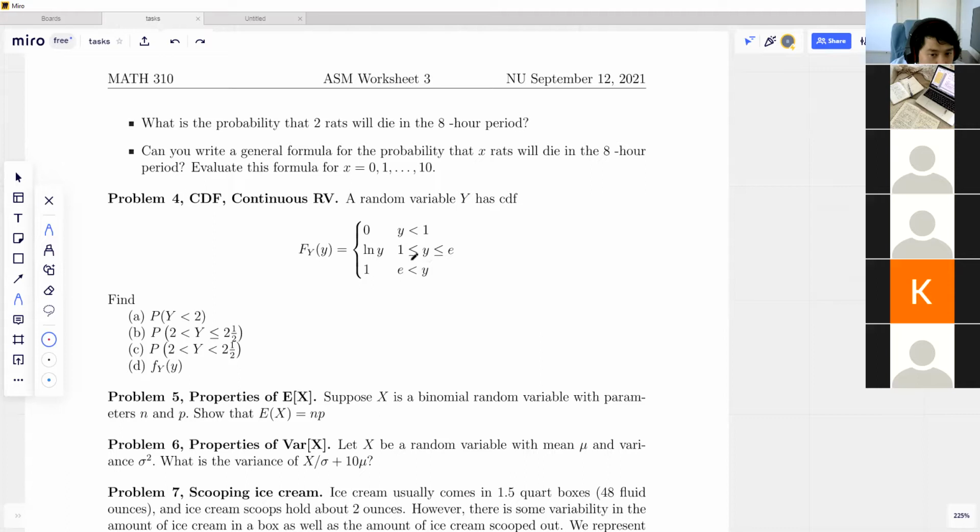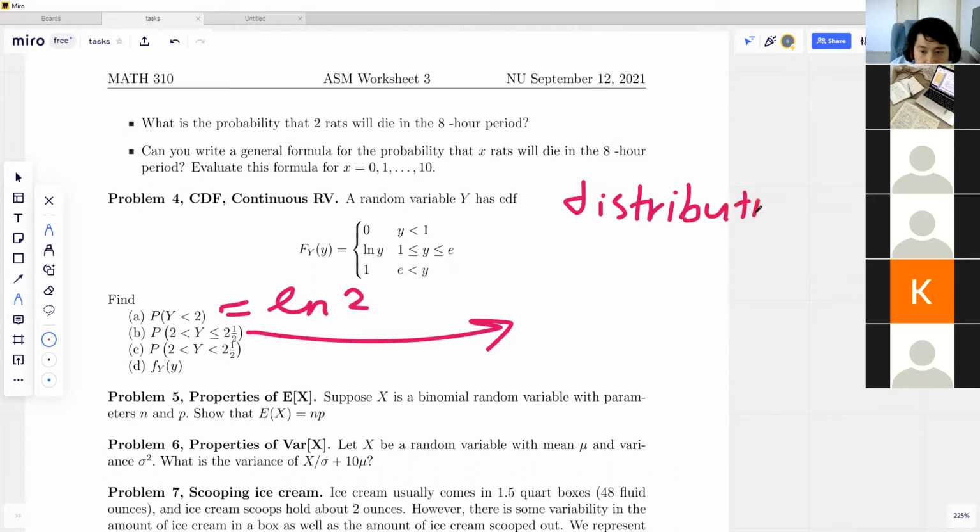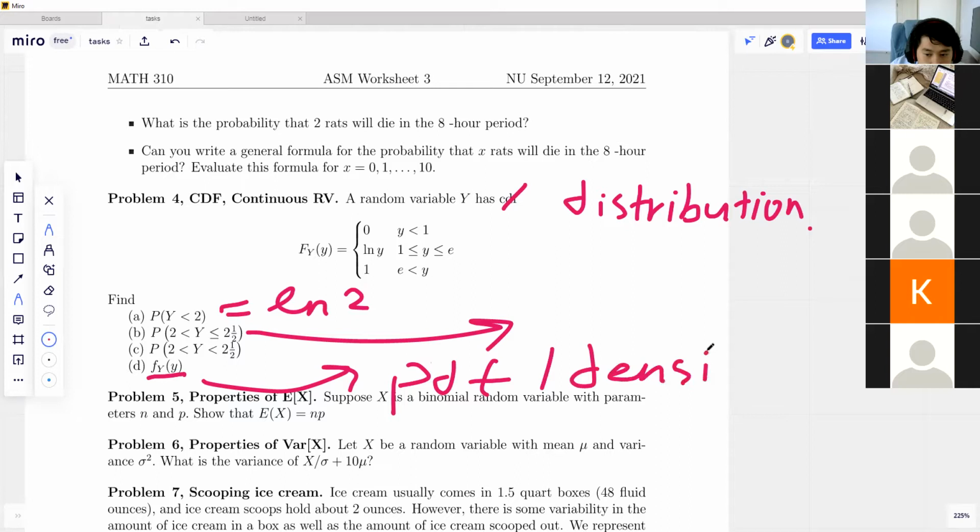So when y lies in the interval from 1 to 2.7, I should use this formula here, right? So 2 is exactly this value. So this is equal to ln of 2. Now, how do I find this probability here, guys? Don't be shy. So this is the CDF, also known as distribution. We could also give a notation like random variable y has distribution, and that's in here. In the case when this small f here, this is the PDF, also known as density. Okay. All right. So how do I find this value, guys? Don't be shy.